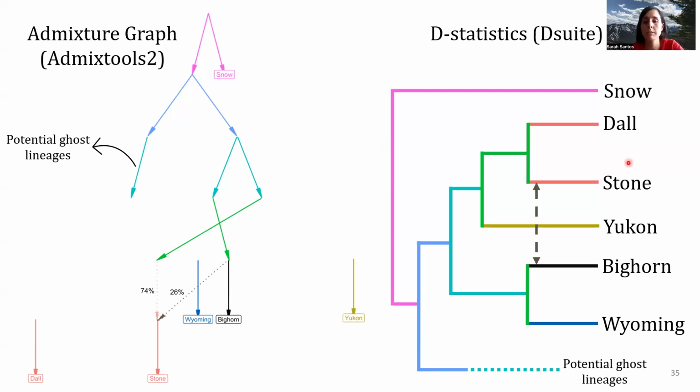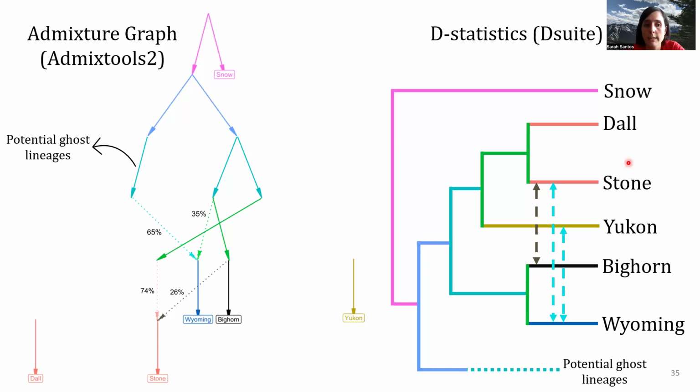But then we have some signals of hybridization. And like before, and I mentioned this number before with PhyloNet, we had that 74% of the Stone genome would come from the Thinhorn clade, and then 26% comes from the hybridization event with the Bighorn clade, or with the ancestor of Bighorn sheep, which is a good thing because it confirms previous results.